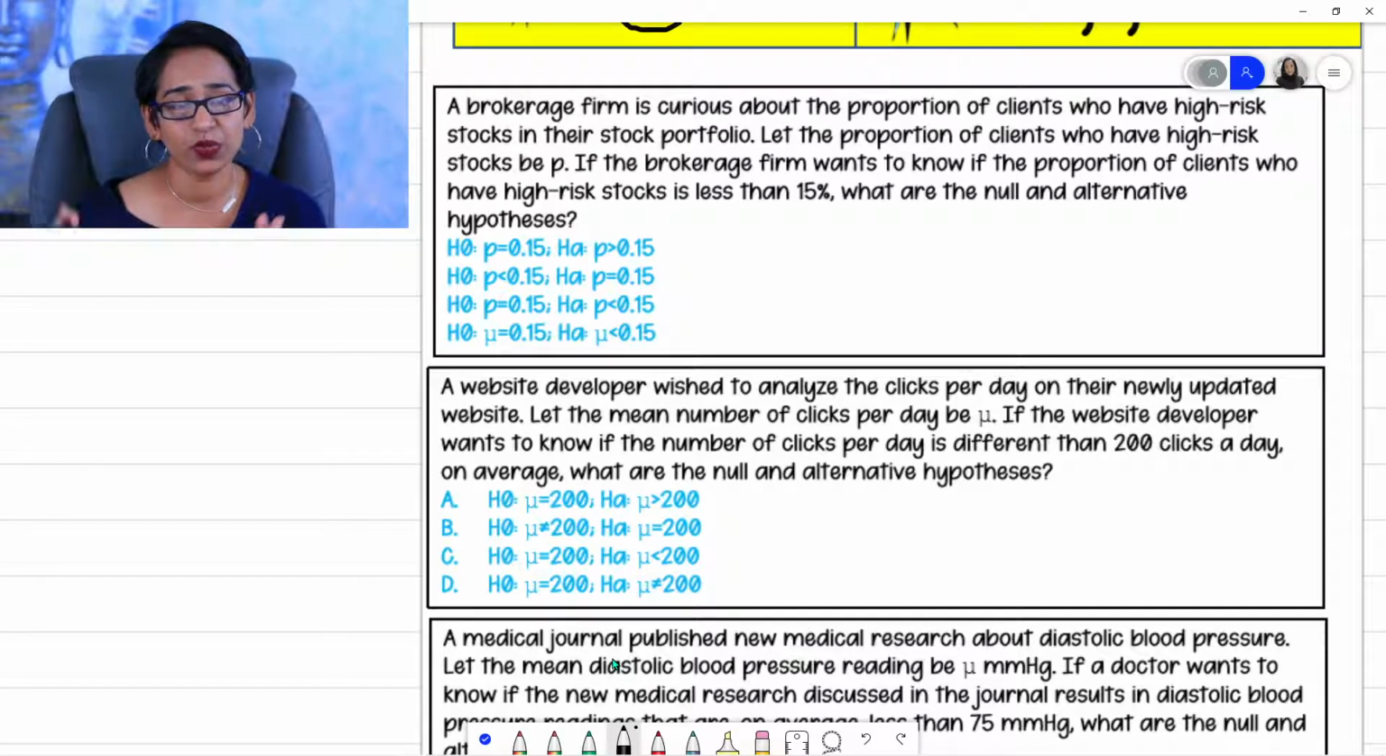I can't pause because I have to continue. So here, a brokerage firm is curious about the proportion of clients who have high-risk stock in their stock portfolio. Let the proportion of clients be P. They said let it be P. If the brokerage firm wants to know if the proportion of clients who have high risk is less than 15%, so they want to find out if it's less than 15%.